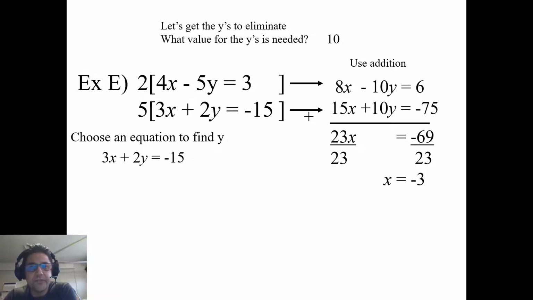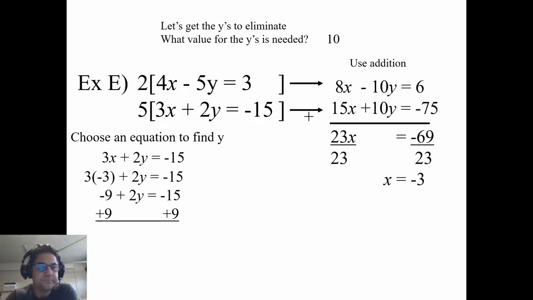So x is negative 3. So I've got 3 times negative 3, which is negative 9. Remember, you can always pause the video. Add 9. 2y is equal to negative 6, so that means y is negative 3.